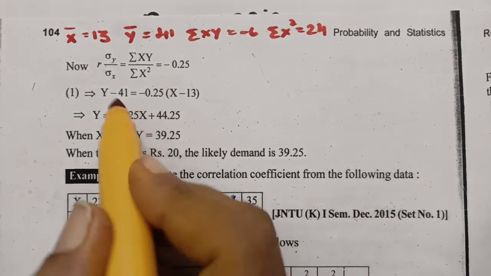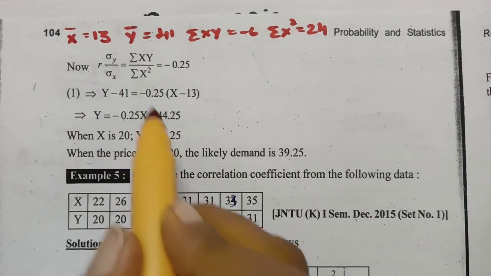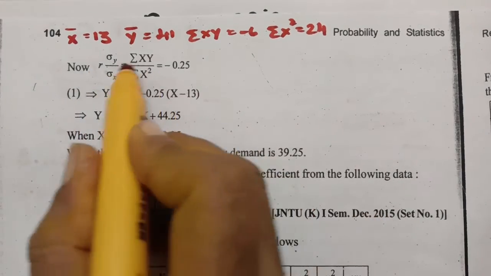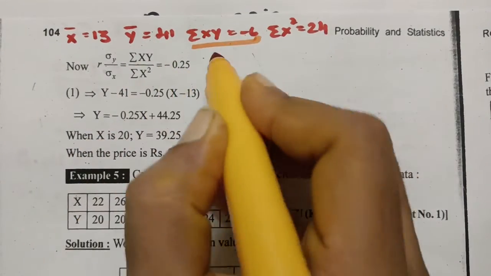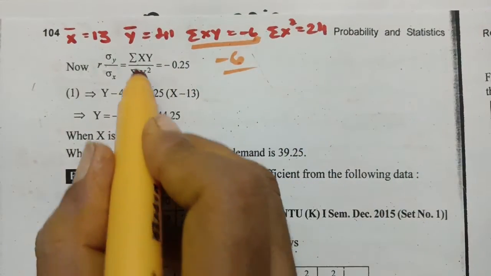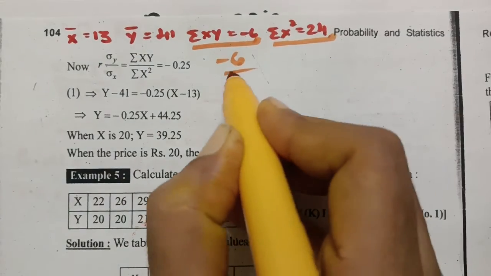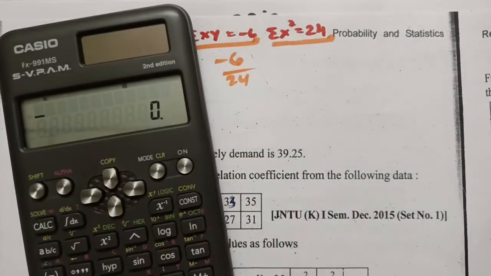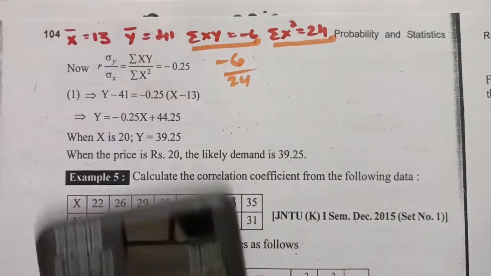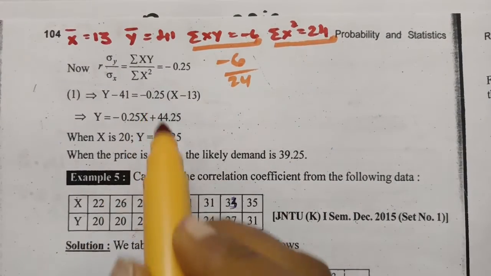See here, this is r into sigma y by sigma x I am doing. So sigma xy by sigma x square. What is sigma xy? Sigma xy is minus 6. So this is minus 6 by sigma x square, the value from the table is 24. So here it is 6 divided by 24. The value here is 0.25. So this will be minus 0.25 in the middle.